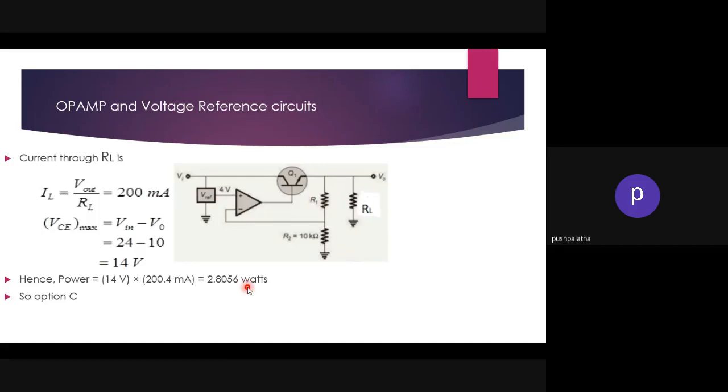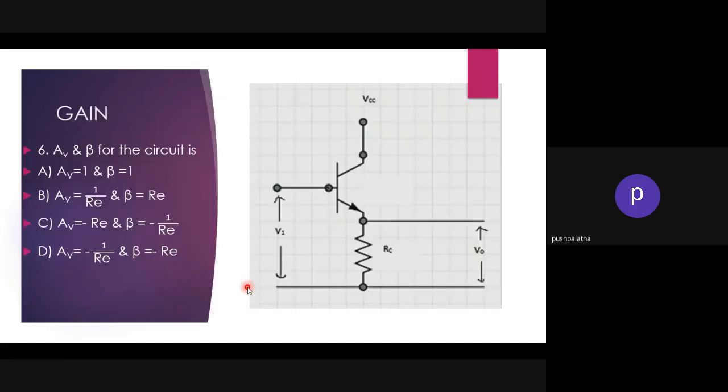So shall we move on to the next problem? Next, gain. We will talk about gain. Now, you just look at the circuit given. What will be the AV and beta for the circuit? This is the question asked in ISRO 2020, this year only, right? So, what is the gain and beta for the circuit?